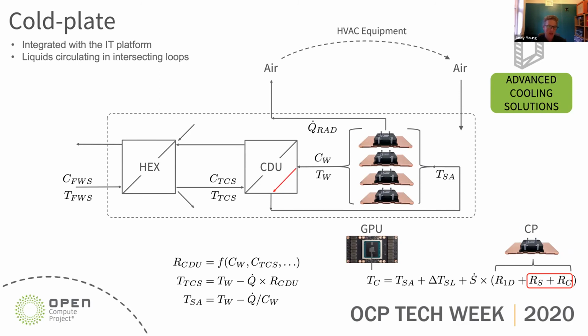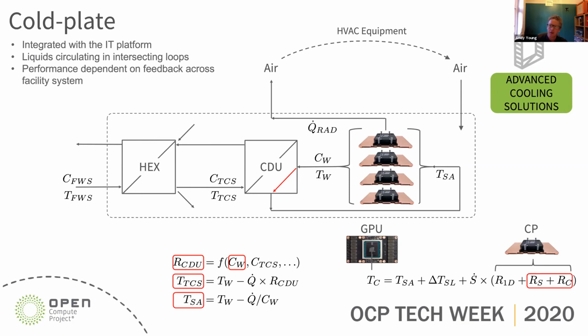We have a feedback loop, so the flow rate through the cold plate is the same flow rate through the CDU heat exchanger. And if we change that flow rate, then it's going to affect the thermal resistance of the CDU. And that in turn is going to affect the temperature of the return to the cold plate, and therefore the system ambient, the temperature of the fluid as it approaches the cold plate in that loop.